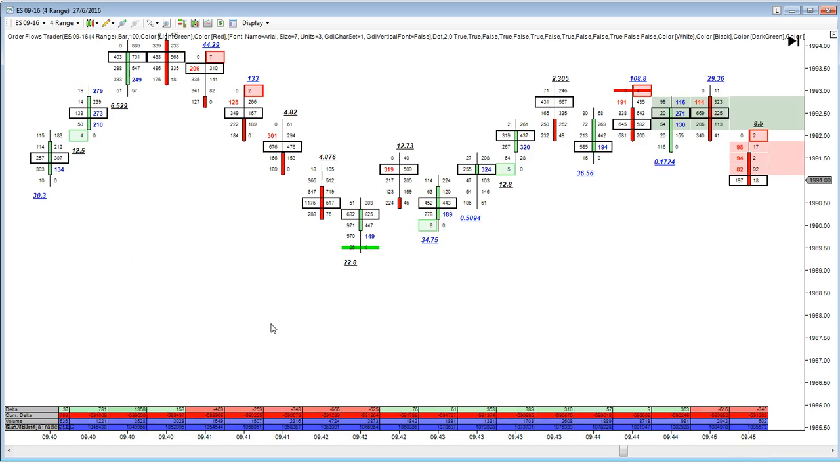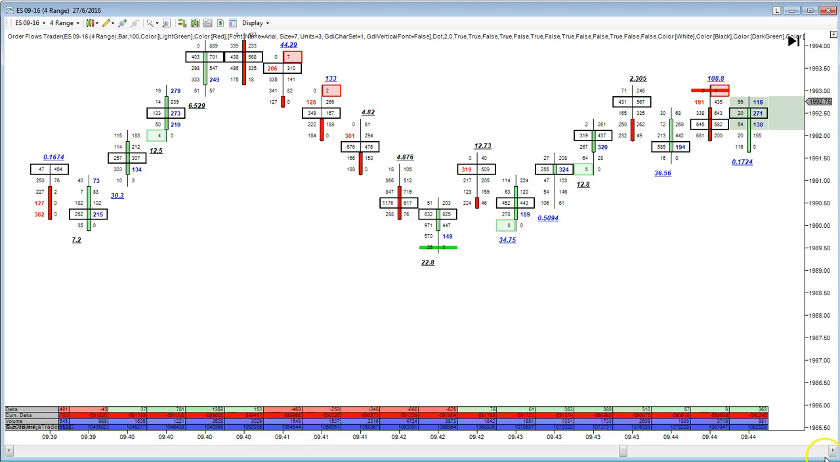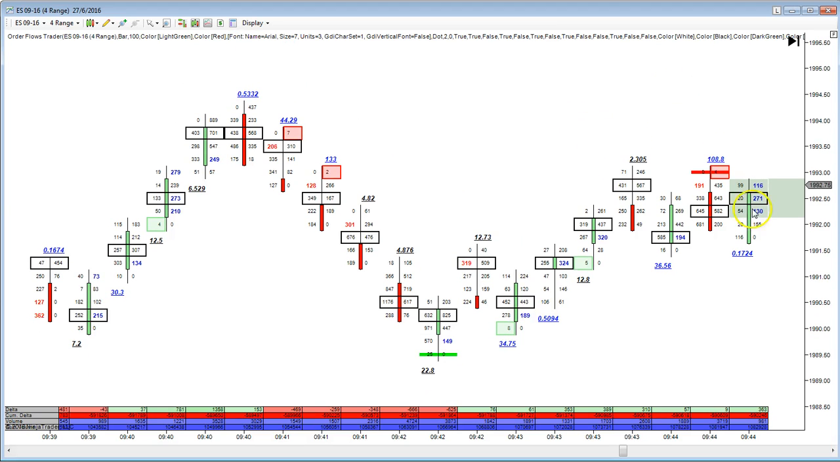Okay, so what I'm going to talk about today is stacked imbalances and how you can profit from them. We all know what stacked imbalances are. And when you're talking about imbalances in the market, you're talking about buying or selling imbalances. This is an order flows trader chart. Yes, I sell an order flows trader chart.